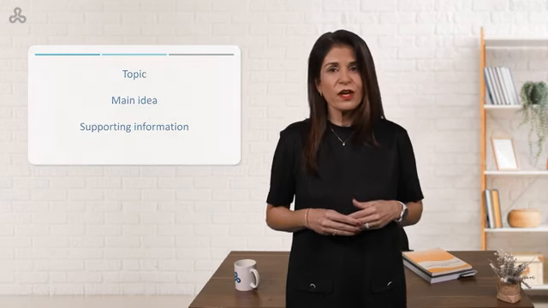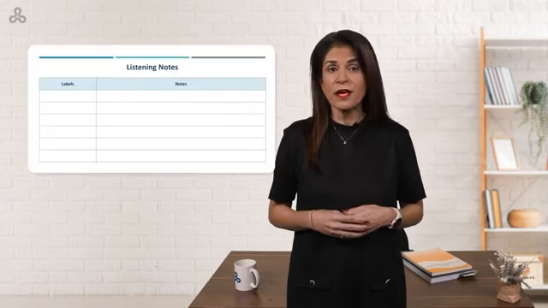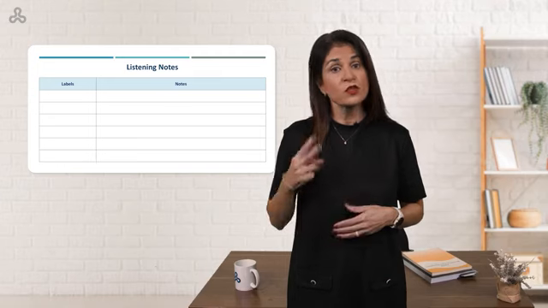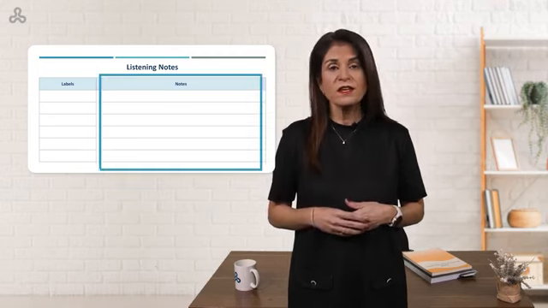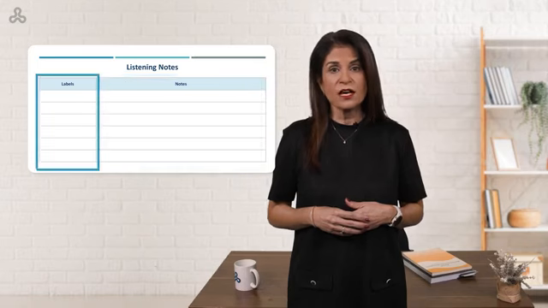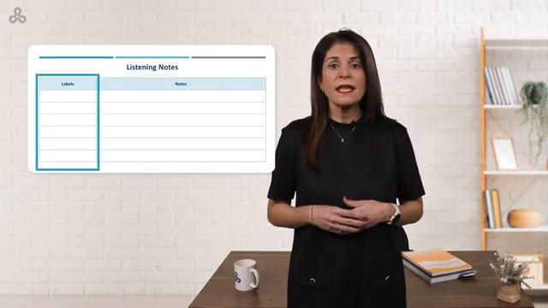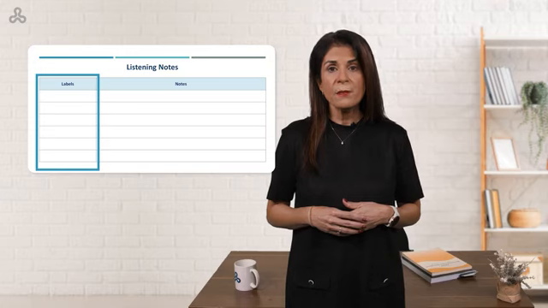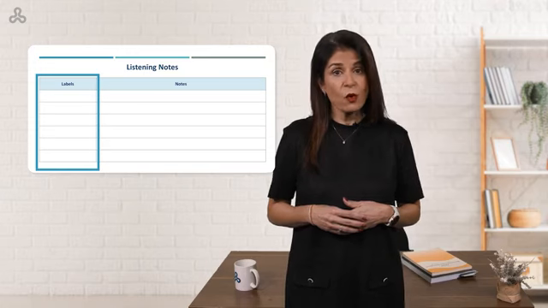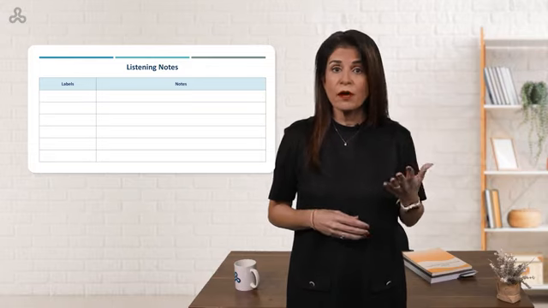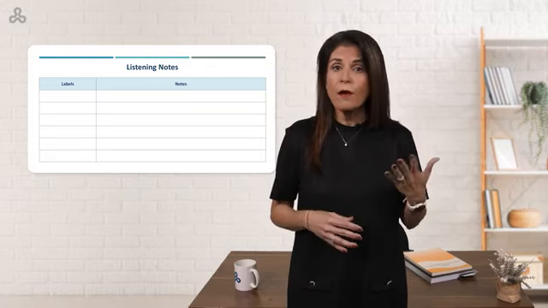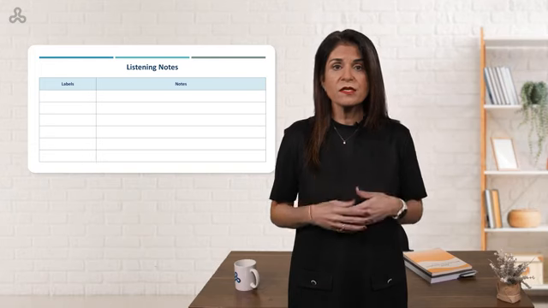A good way to organize your notes is to divide your page or split your screen into two parts, as you can see here. The large section is for your notes. The smaller section is for labels. Labels help you understand the type of information it is and its role in the text. For example, a note may be a topic or the main idea or an example or other supporting information. All these notes can be written in your own language.